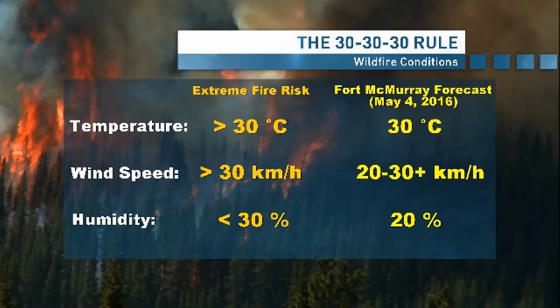Well, we know what the 30-30-30 rule is. We know what crossover is. That means the temperature gets to 30 degrees, but the humidity in the air goes below 30%. So that gets a crossover. Then you have winds of 30 kilometers per hour pushing whatever direction. Explosive fire potential.